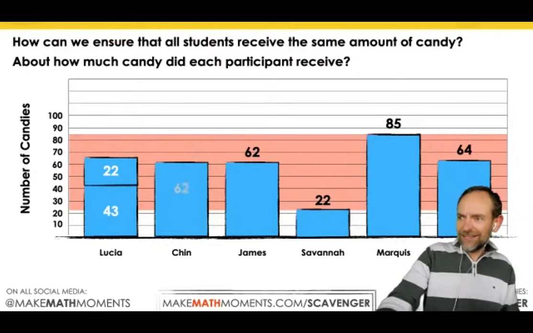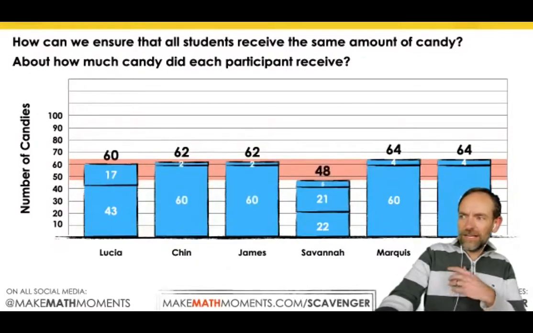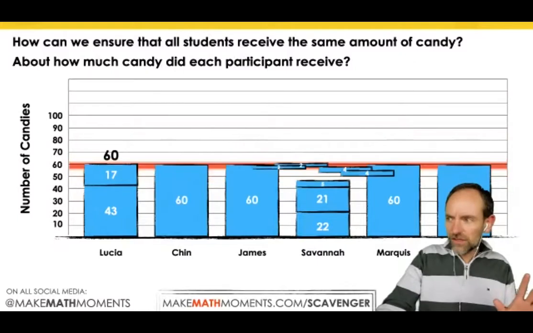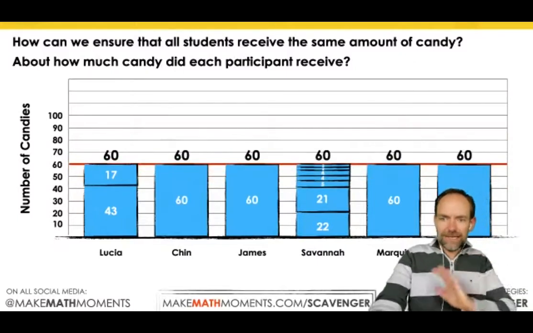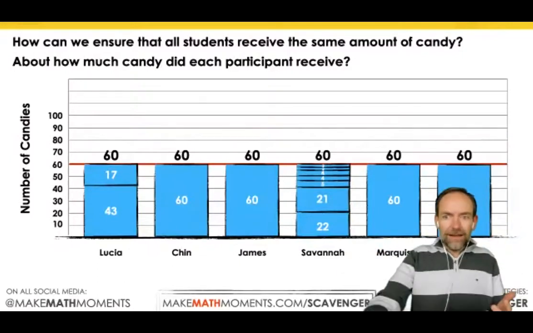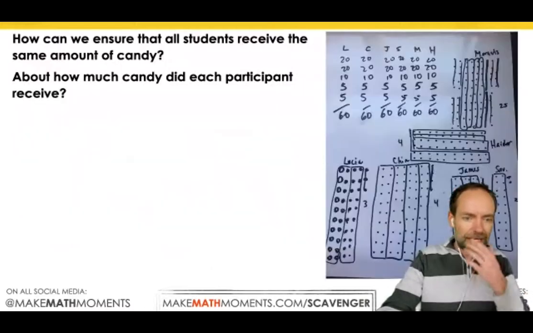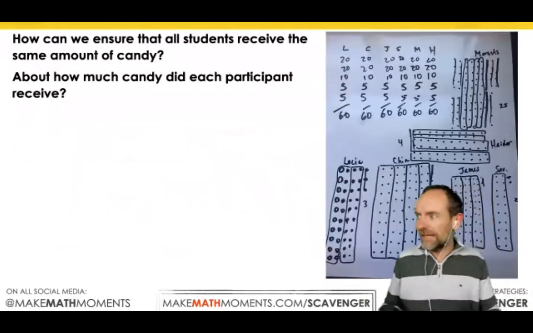And I could, again, just do a little bit of this, distributing here, and we get closer and closer. Students are obviously going to do this in a very mangled sort of way. They're not going to do it nearly as organized as this, but ultimately your mean ends up becoming 60 candies.